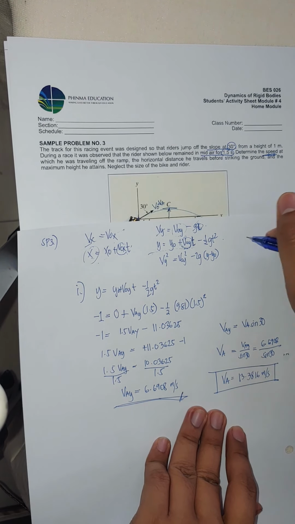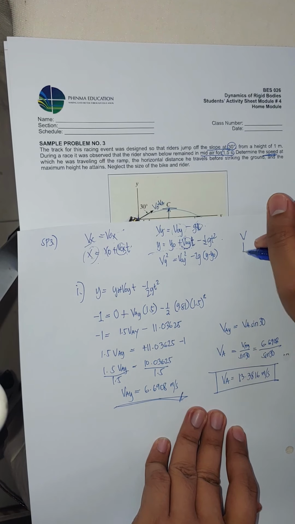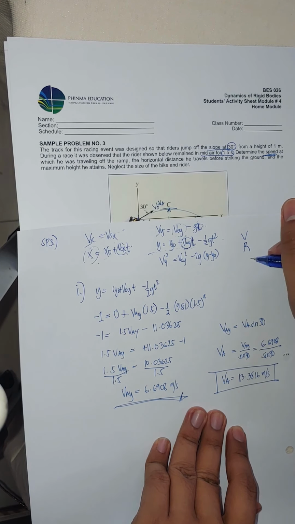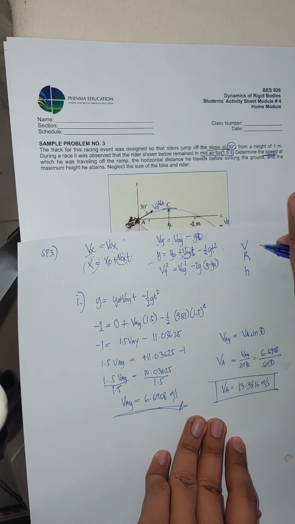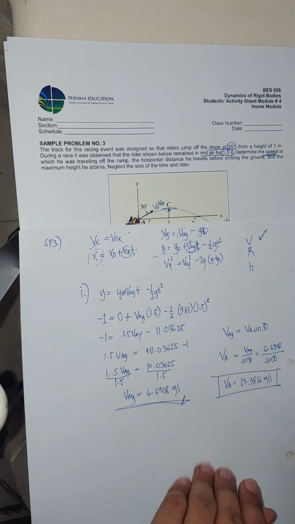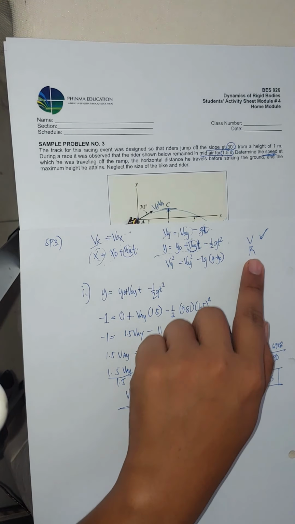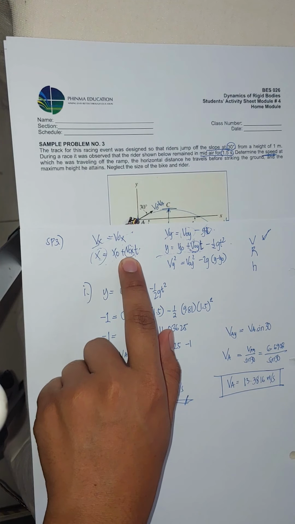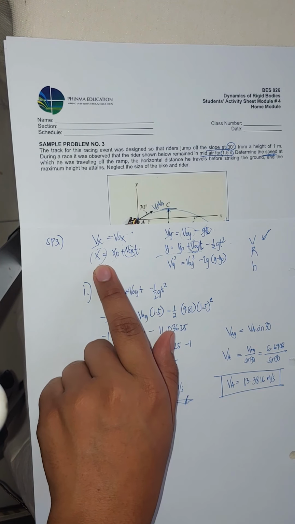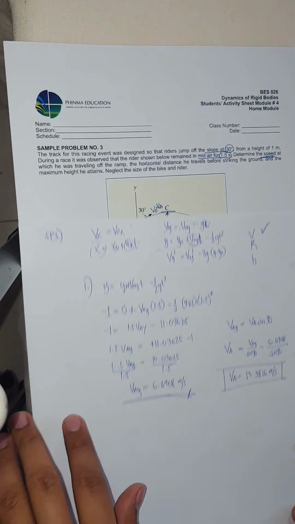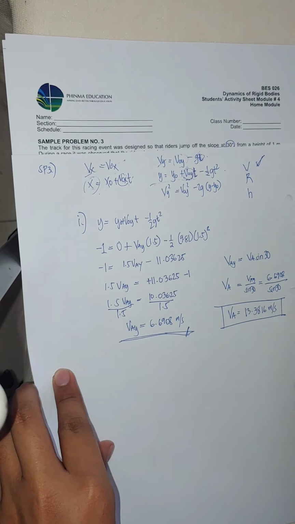Okay, so we're asked the speed, the range, and this one the maximum height. So we already have the speed. Next is the R, the range. So we have the time. We can solve for the v of x. We have the initial position at x. So we can solve now for the range using this equation.